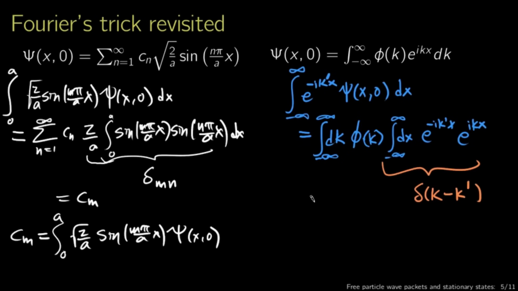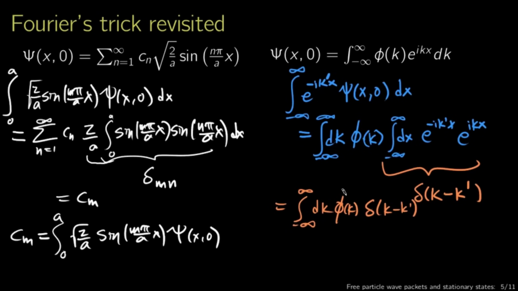If you treat this as a distribution, and you examine the expression integral from minus infinity to infinity dk of phi of k, delta of k minus k prime, if this is a distribution, we're integrating a distribution times a function.